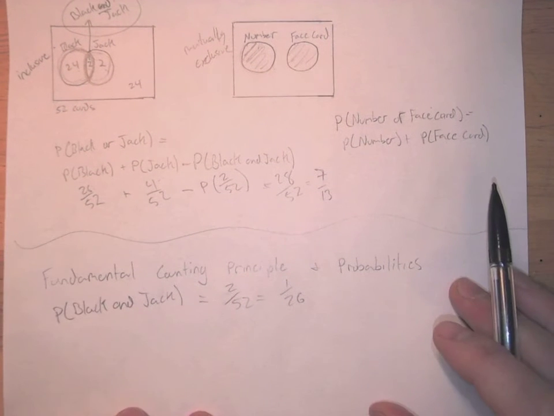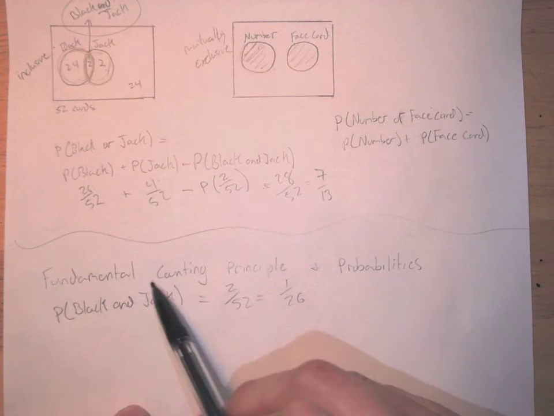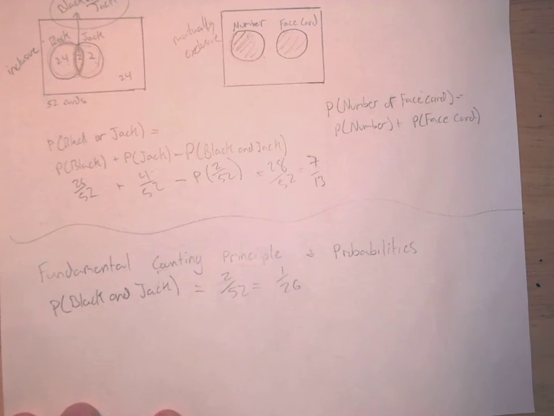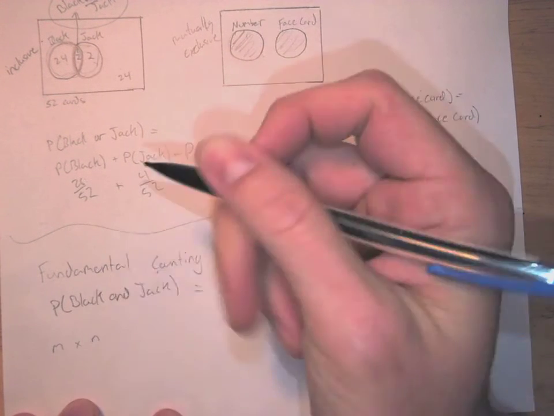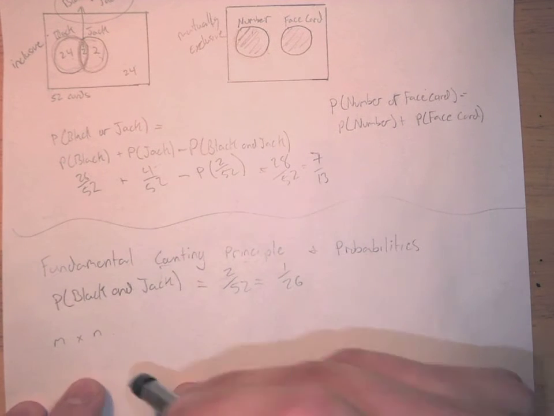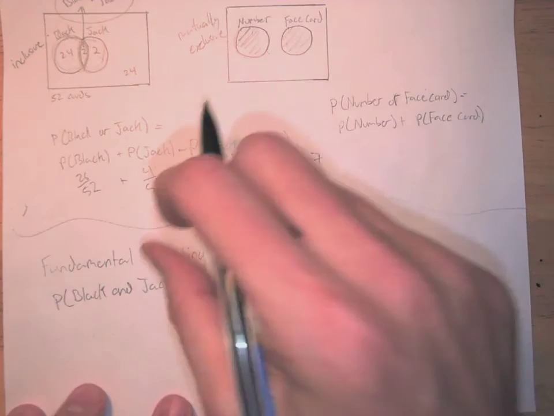So let's break it up and let's figure out how we could kind of derive this using the fundamental counting principle. Okay. The fundamental counting principle says if there's m ways for one event to happen and there's n ways for another event to happen, then there's m times n ways for both of them to happen. Okay. So we're going to use that fundamental counting principle.